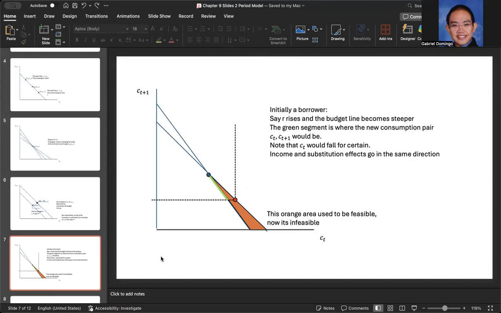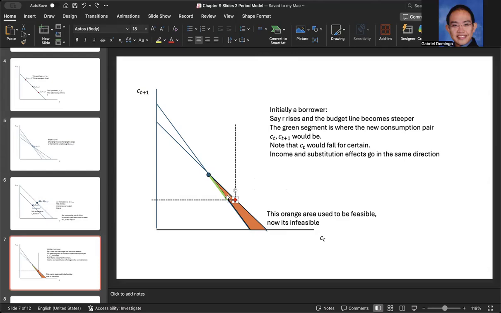All right, next. So this is something you probably encountered in your other classes, so we won't belabor this too much. Again, this is the endowment. This is the original consumption point. And let's say that your budget line becomes steeper and R rises. So this orange area used to be possible, but now it's no longer possible for you as a borrower. Now, your new consumption choice will be along this new feasible budget line here, down here, in this area here. Notice that this green area represents a lower CT.